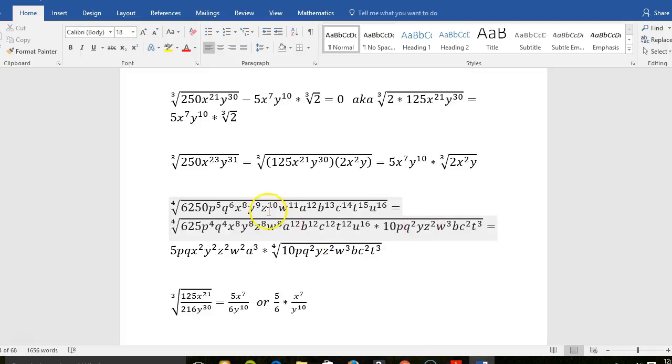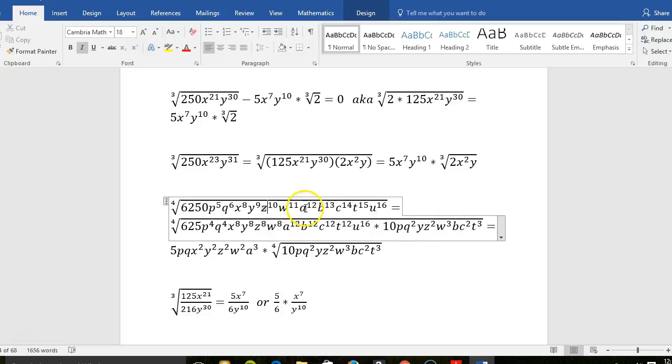Now, for z, z has a 10 power on it, so 8 is my biggest multiple of 4 that does not exceed 10. So I break up 10 into 8 plus 2. So z to the 8 here, z to the 2 here. And then w is to the 11th power. So again, 8 is my choice. It's the biggest multiple of 4 that does not exceed 11. So 8 plus 3 is 11, so w to the 8th here, w to the 3rd power here.